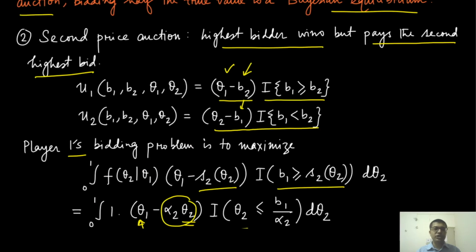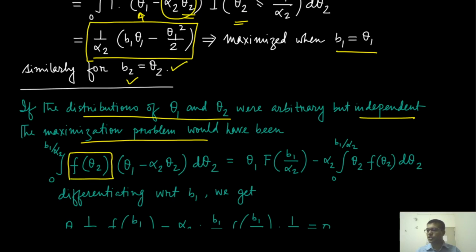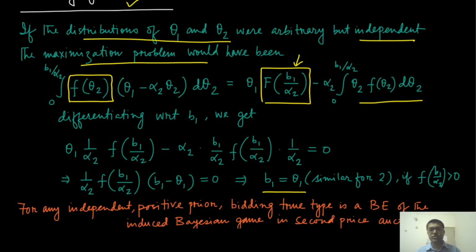Now this is not only limited to the uniform prior, it can be made more general. If the distributions of theta 1 and theta 2 are arbitrary but independent, you can just work out the maximization problem. It will change a little bit. Instead of the uniform probability distribution, this will now have an arbitrary probability distribution, given by the CDF capital F, and you can write this down. Now the problem for player 1 is to solve this expression with respect to b1, and then again you can do the differentiation and find out that b1 will be equal to theta 1. So that is the optimal solution of this utility, so utility will get maximized. Of course, in both these examples I have just taken the first order condition, but you can check the second order condition. It will be negative, therefore it is going to get maximized.